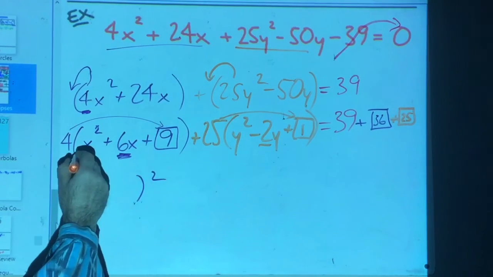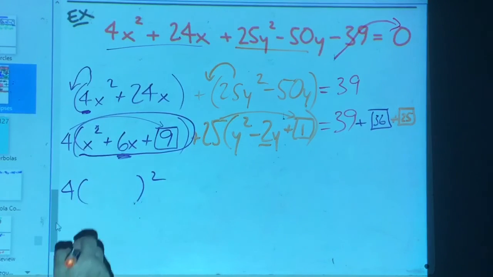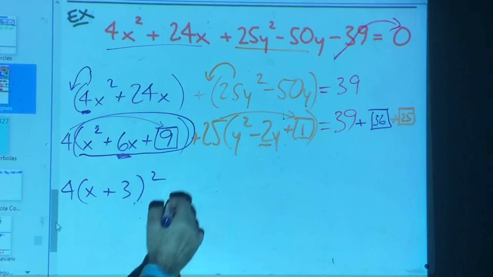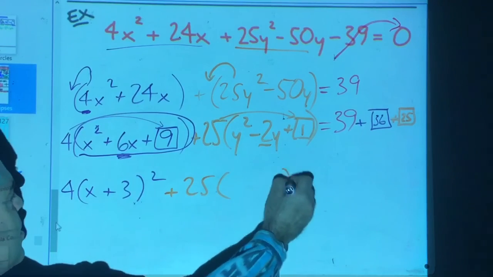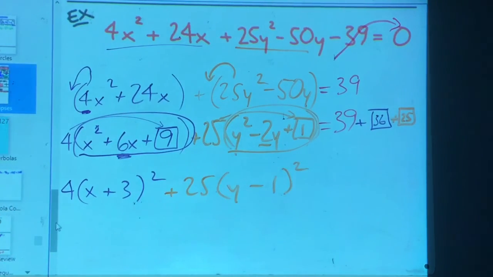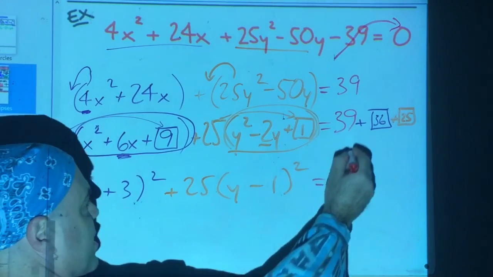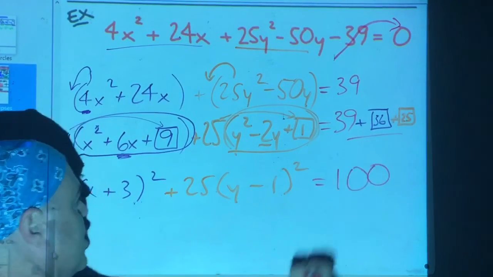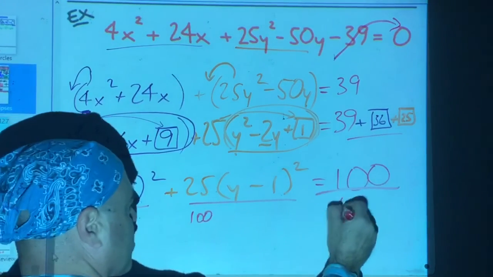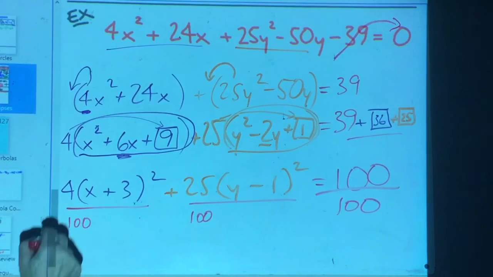We got to figure out what they are. If you factored this, you get x plus 3 times x plus 3. That is the perfect square you created. How about over here? Perfect square for this guy is y minus 1 times y minus 1. And finally, these guys add up to 100. But we need it to equal 1. So we're going to divide everybody by 100.